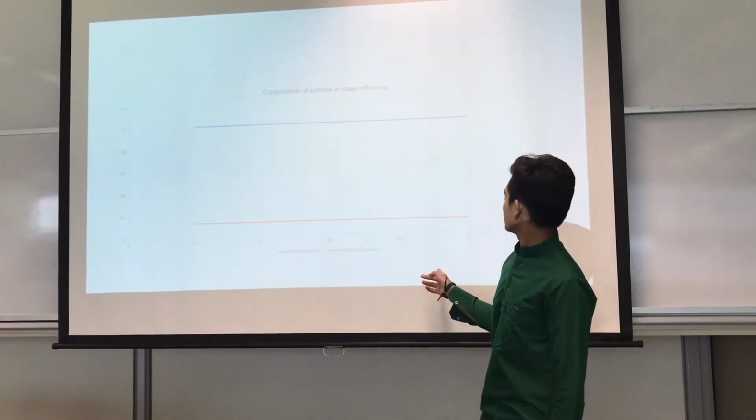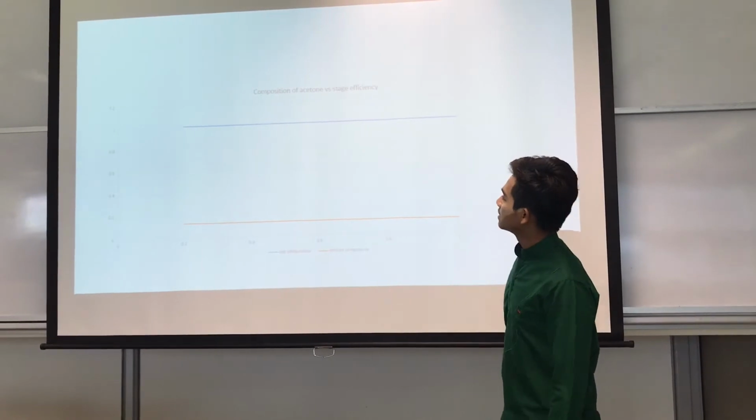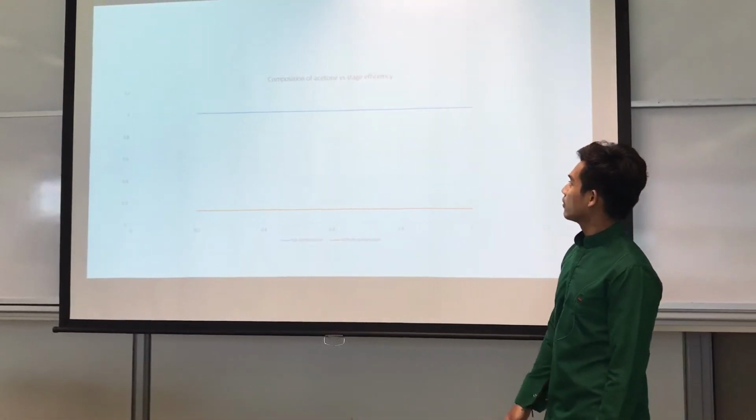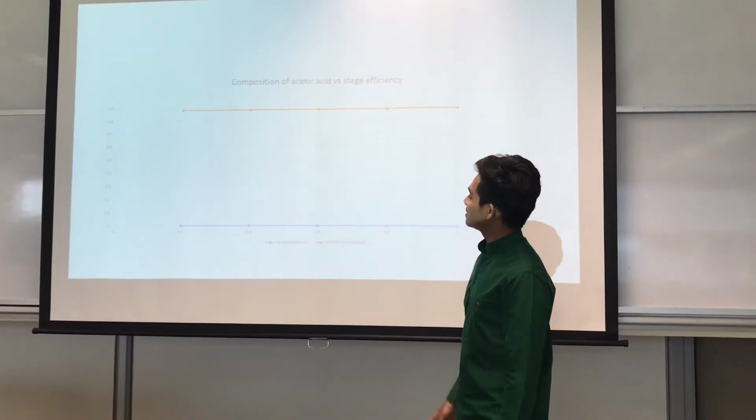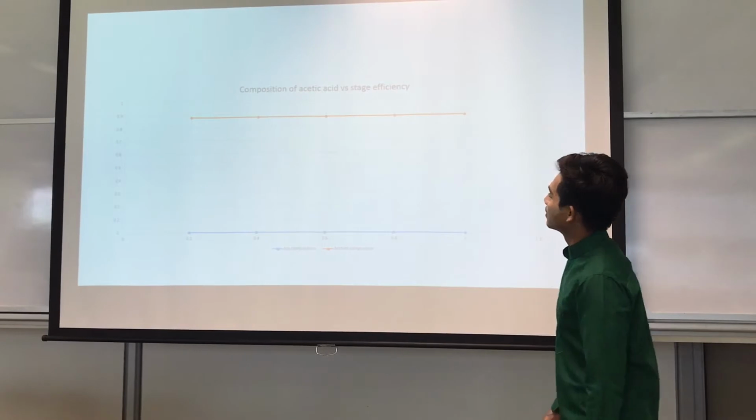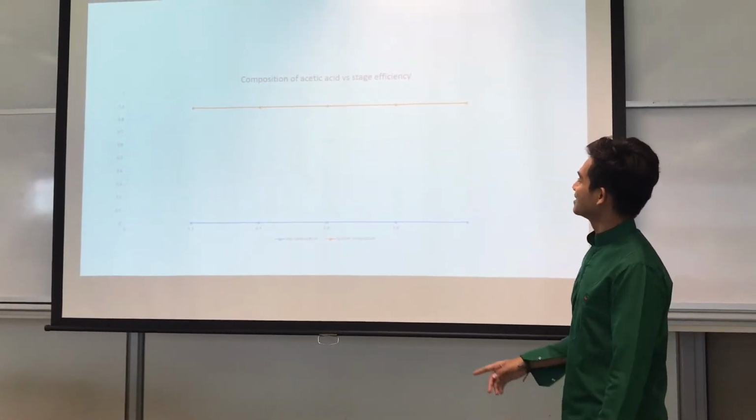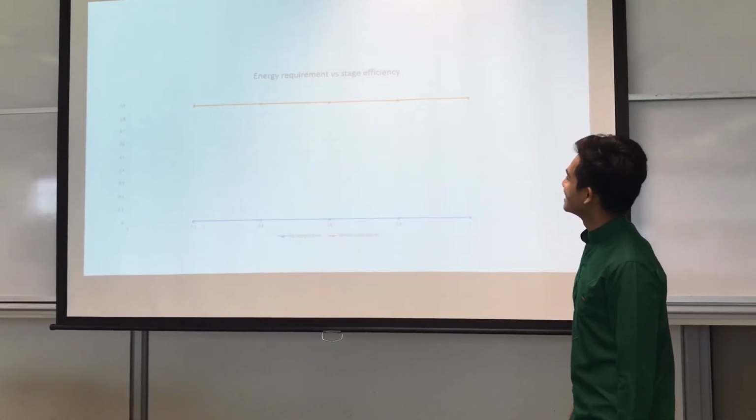As we can see, with increasing stage efficiency, the composition of acetone remains constant. The composition of acetic acid is still the same as the graph for the composition of acetone. Just the same. So, next.